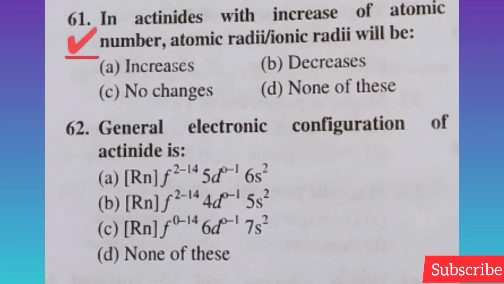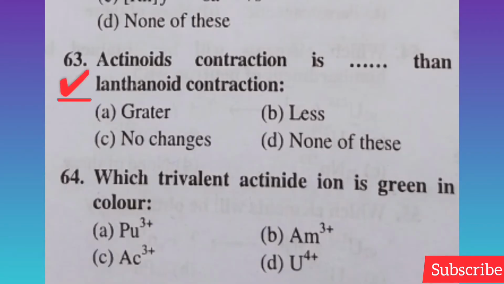+7. Next question, in actinides with increase of atomic number, atomic radii and ionic radii decrease, option B is correct. General electronic configuration of actinides, option C is correct. Actinide contraction is less than lanthanide contraction, option B is correct. Question number 64, which trivalent actinide ion is green in color, option D is correct.